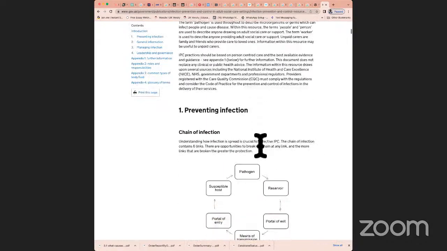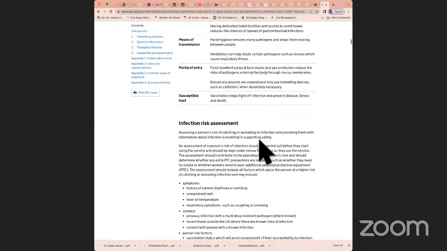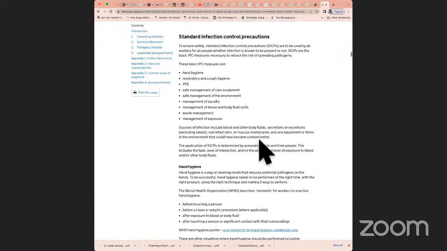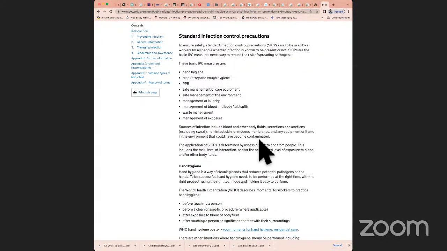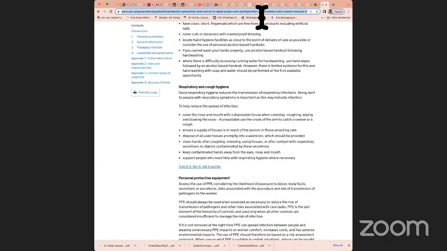It talks very systematically about how infection can be prevented, what the risk assessment measures are, and how the spread of infection can be controlled. I've listed some of these main points on the slide, but if you need details of how hand hygiene prevents infection, some part of this would be a good read.